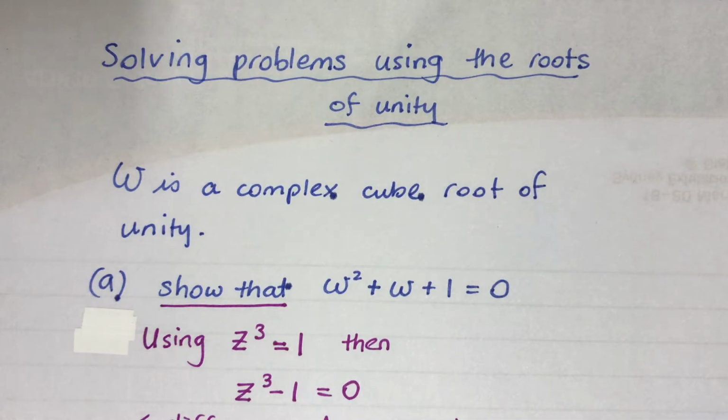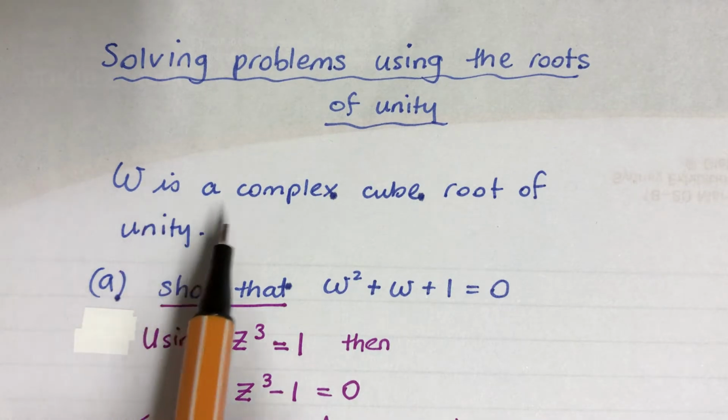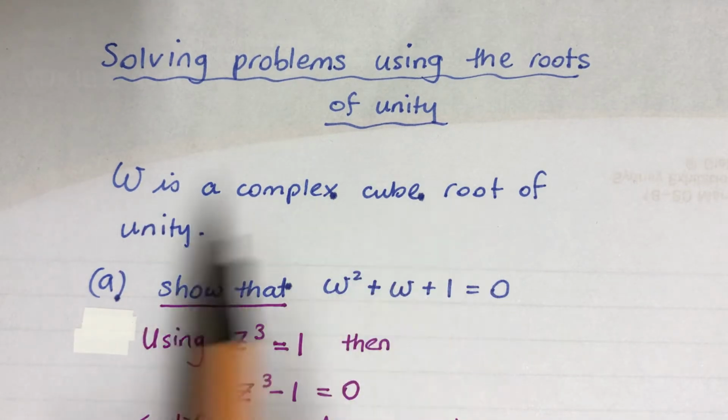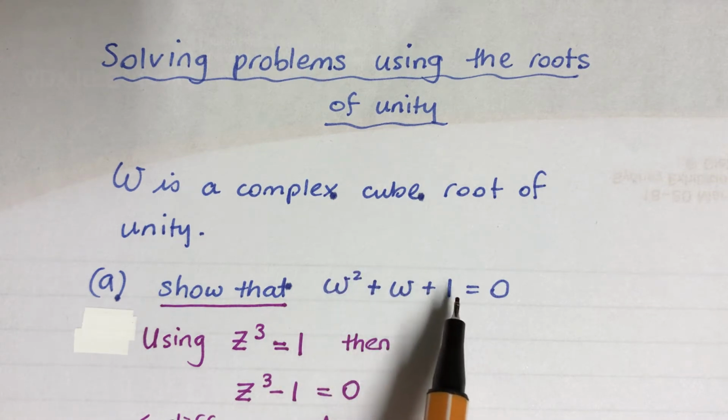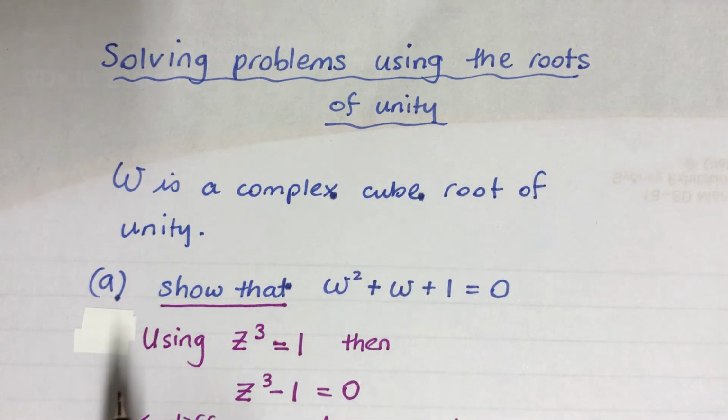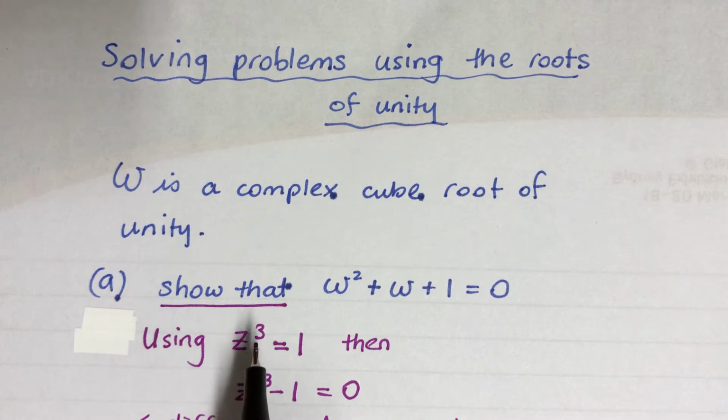Okay, so the last part of this whole roots of unity topic is solving problems using the roots of unity. Omega is a complex cube root of unity. Show that omega squared plus omega plus 1 equals 0. Now using that z cubed equals 1, we can write z cubed minus 1 equals 0.